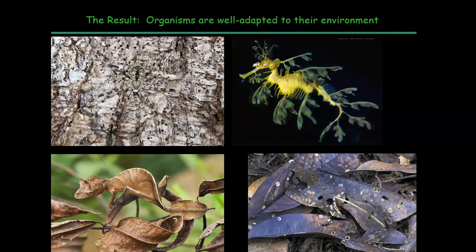The leafy sea dragon up at the top right is so well camouflaged that you have to actually see it away from all the weeds, the seaweeds that it hangs out in, for you to be able to appreciate how crazy it is that a fish could actually look like that.